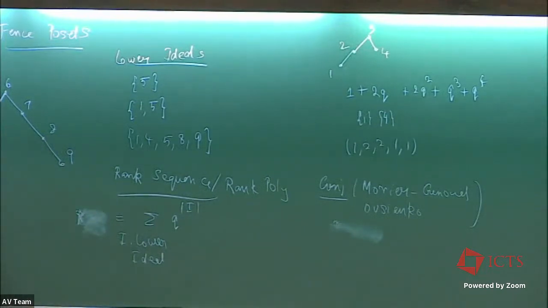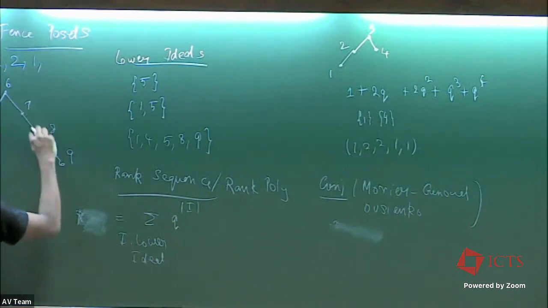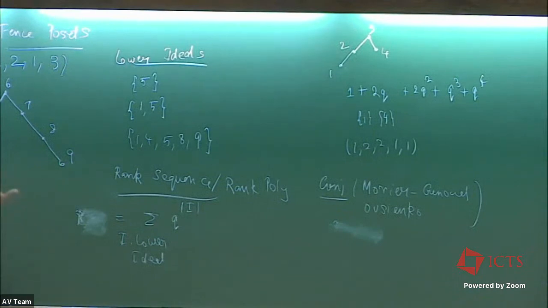So how do you encode this? You encode this in the following way. You have an up step of size 2, down step of size 2, up step of size 1, down step of size 3. So any composition will lead to a fence poset. Then you can understand the fence poset in terms of, okay.